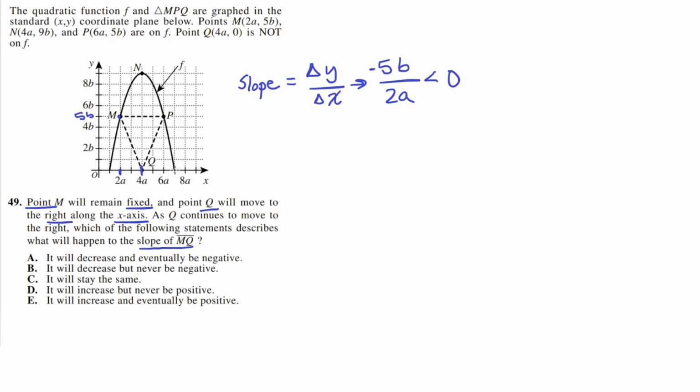If we move Q over, say over here, then we get this new line, Q here. So this is moving Q to the right along the x-axis, like the question asks us. We can see that the change in y is the same. It's still going from 5b to 0b on the x-axis. But our change in x is now much larger. Now we're going from negative 2a all the way over here to 7a. So that means our denominator is getting larger.